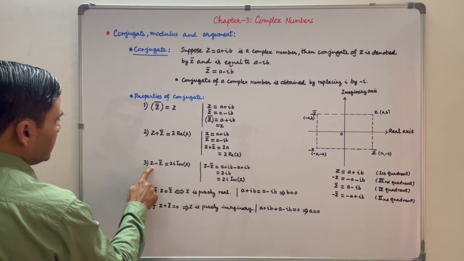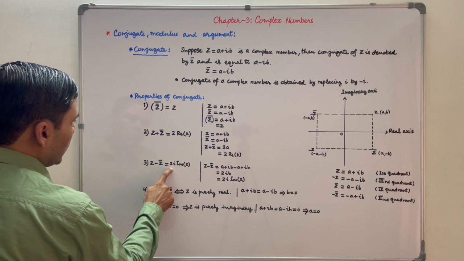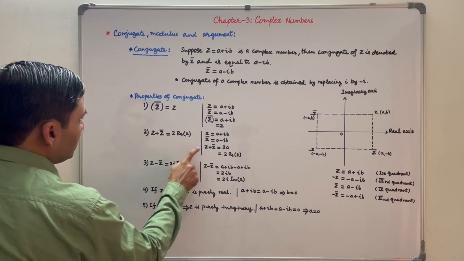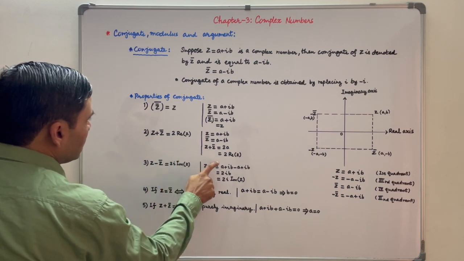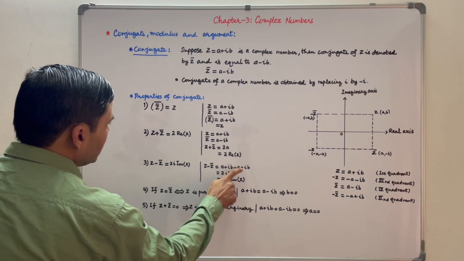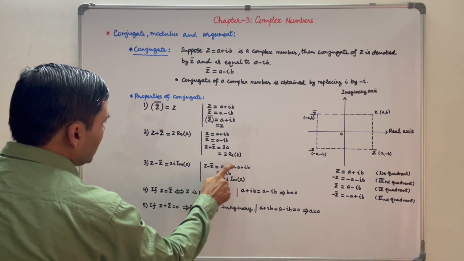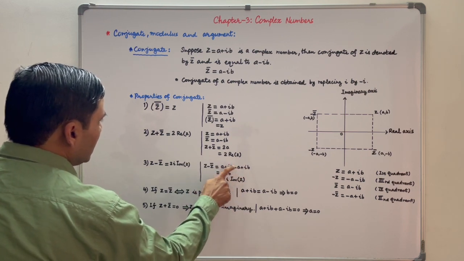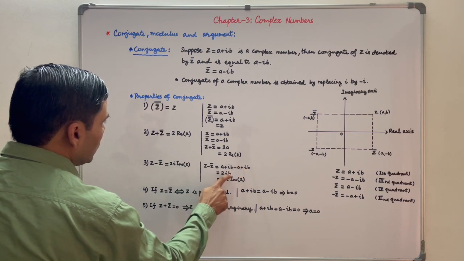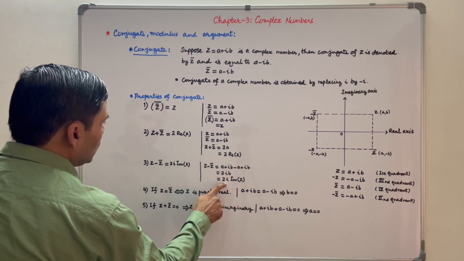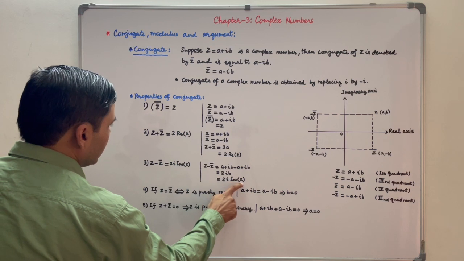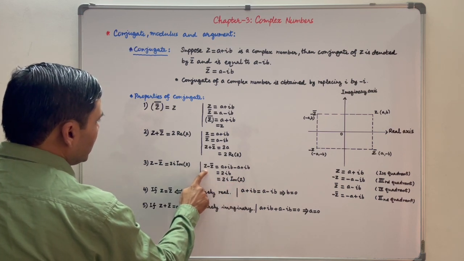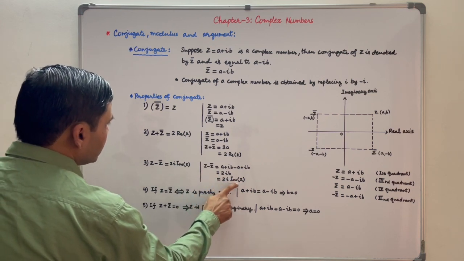Third property, z minus z bar is equal to 2i imaginary z. When we do z minus z bar, it will be a plus ib minus a plus ib. Plus a and minus a get cancelled. ib plus ib is equal to 2ib, and that is equal to 2i into imaginary z. So z minus z bar is equal to 2i imaginary z.